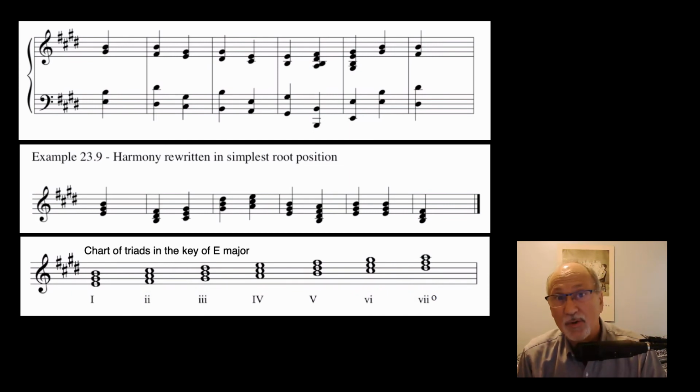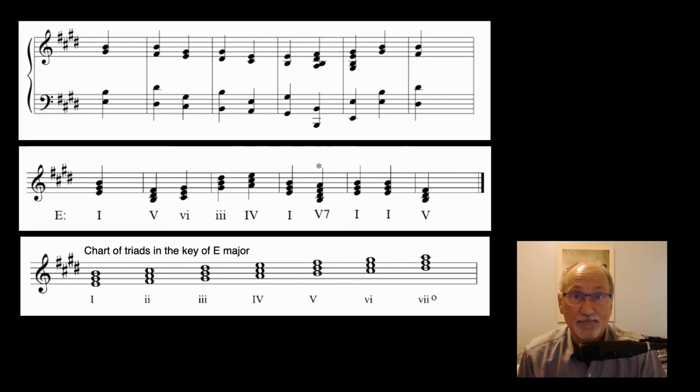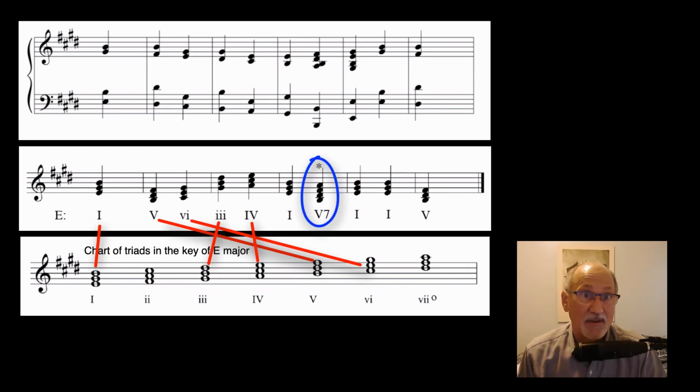And using the Roman numerals for the key of E from this example, we can go back and label those simplest root position chords that we figured out. We're just matching them up with a chart. Now, take note of the chord with the asterisk because it's got 4 notes. We added a 7 to the Roman numeral here to show that this added note is actually the interval of the 7th above the lowest pitch.